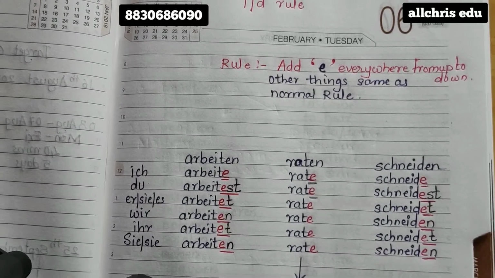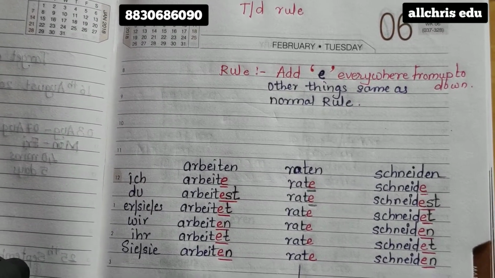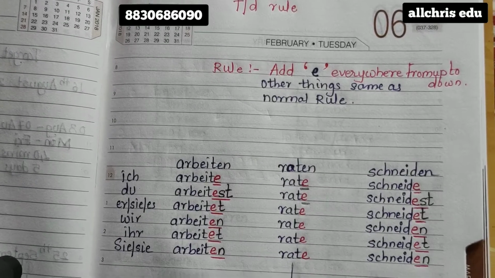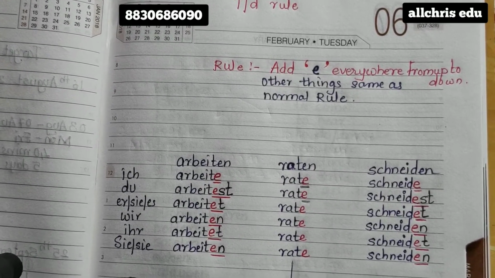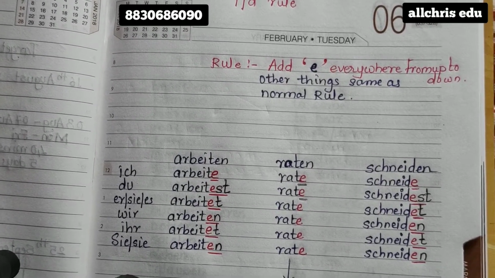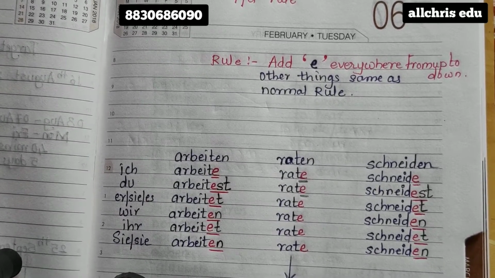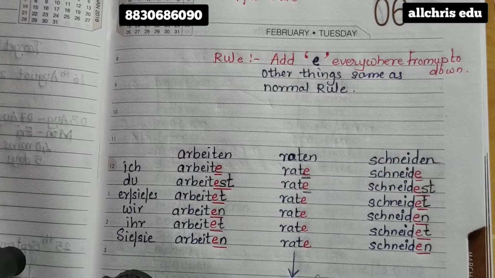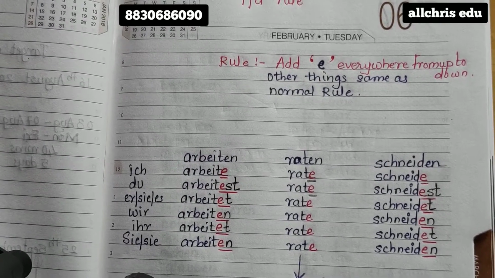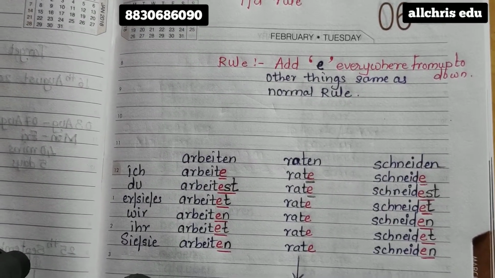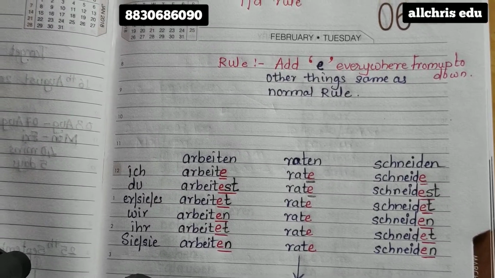So till today we just saw normal rule verb conjugation. In the normal rule verb conjugation, it was very basic conjugation which I taught you in the previous video. Today I am going to teach you related to T/D rule. Yeah, it's a short form, T/D rule.